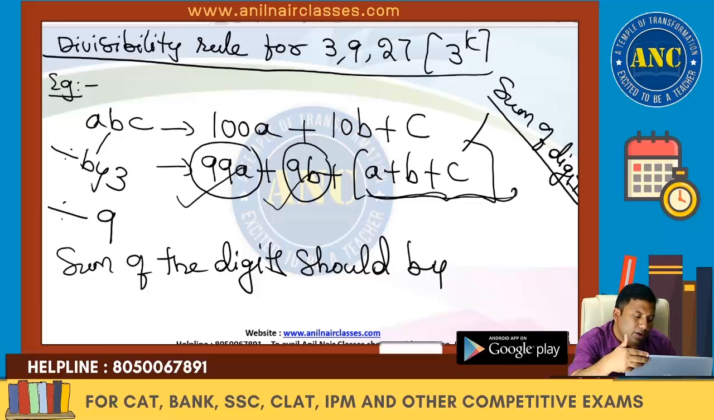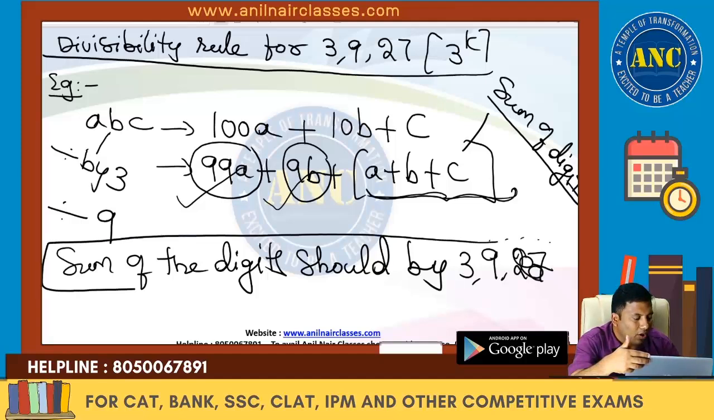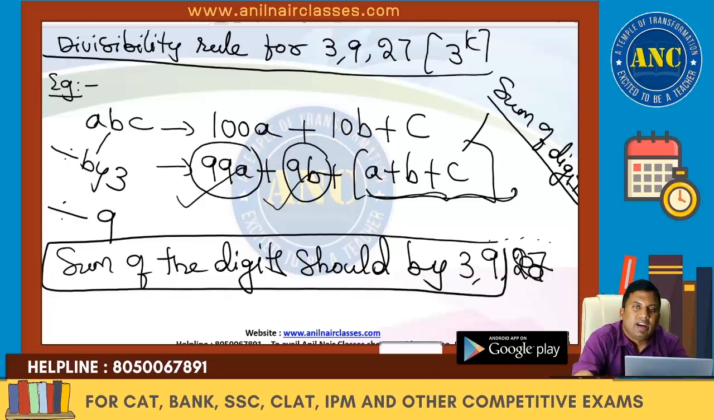Sum of the digits should be divisible by 3 or 9 or 27 or whatever it is. Or we will do first for 3 and 9. I hope the idea is clear. 3 and 9 first we will do, because first the questions are based on 3 and 9. Then obviously we can elaborate it for 27 also.